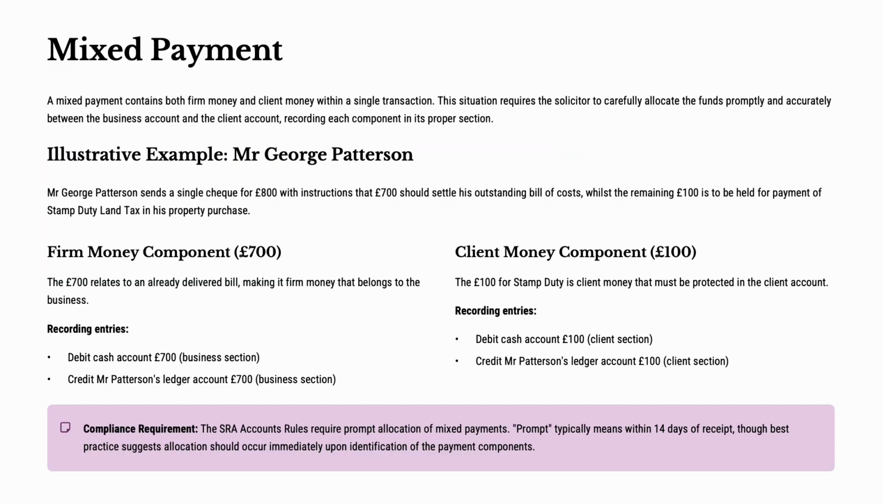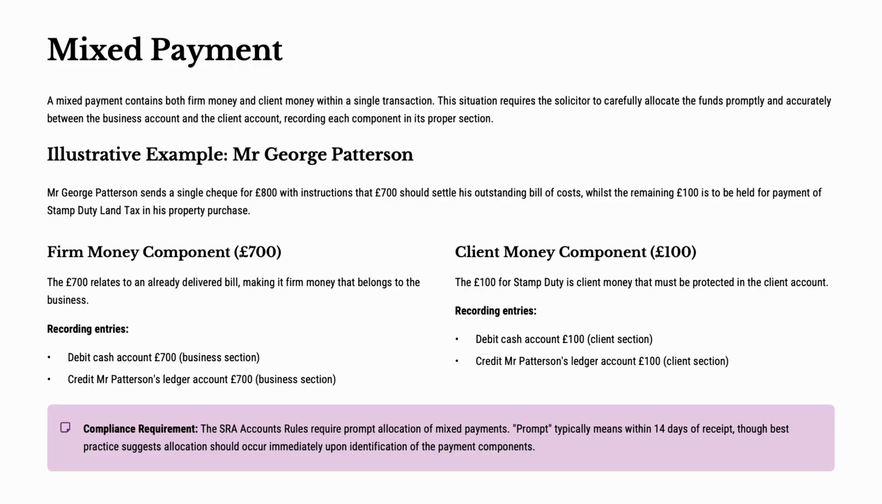Let's go to mixed payments. That's an exam favorite, examined in SQE1 questions. Mixed payments contain both firm and client money. The firm must allocate funds promptly to the correct account. And we have an example: Mr. George sends £800, £700 for billed fees, and that is firm money, and £100 as stamp duty, that is client money.